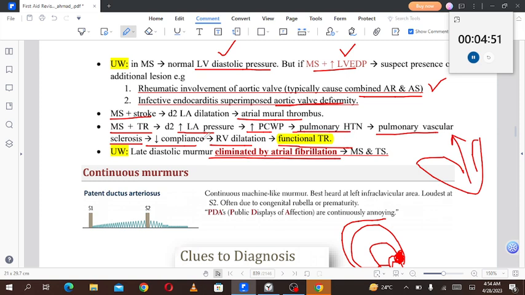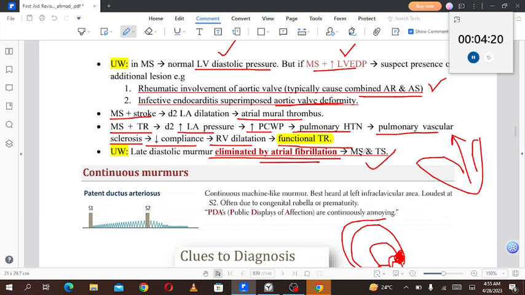A late diastolic murmur that is eliminated by atrial fibrillation is mitral stenosis or tricuspid stenosis. So why is the murmur eliminated by atrial fibrillation? Because the murmur was there because of contraction of the atria, or atrial systole. If the atria are not contracting, the murmur is gone. The murmur will not be heard or auscultated by the stethoscope in the case of mitral or tricuspid stenosis.